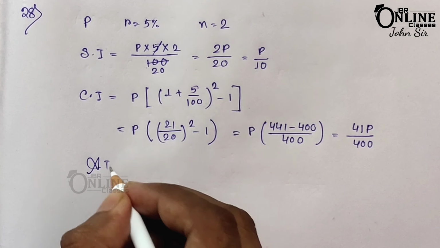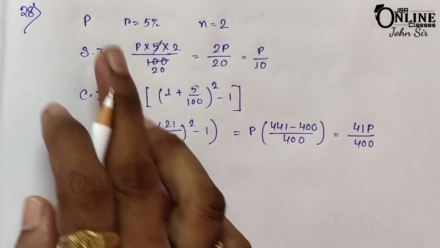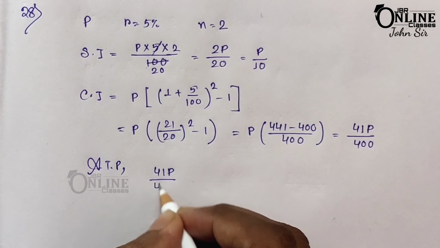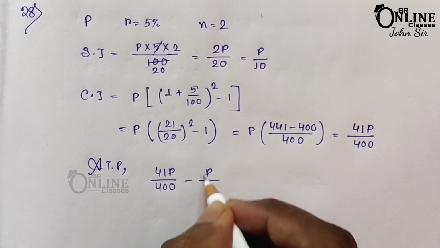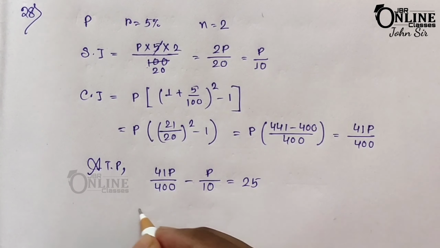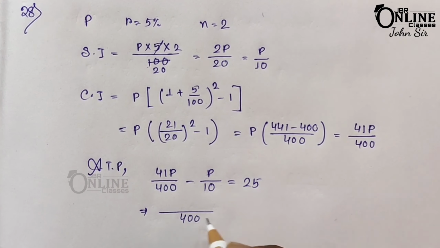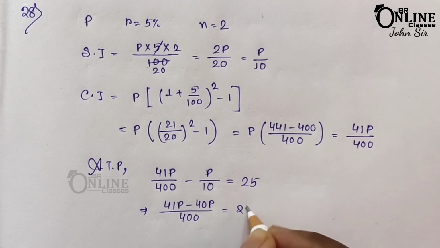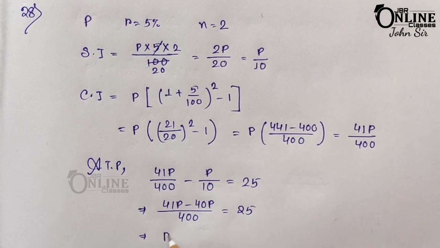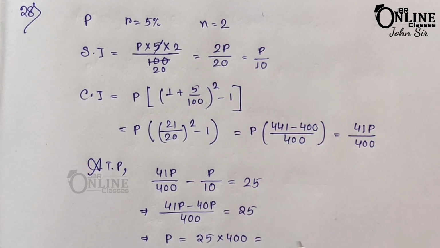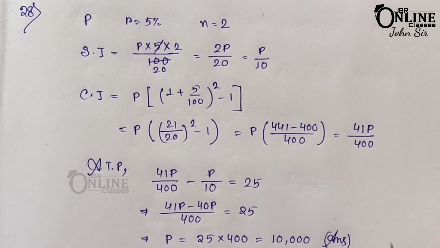Now according to the problem, the difference of compound interest and simple interest, that equal to 25. So 41P by 400 minus P by 100, that equal to rupees 25. So here the LCM equal to 400. So 41P minus 40P, that equal to 25. So here P equal to 25 into 400, and that equal to 10,000 as your answer.